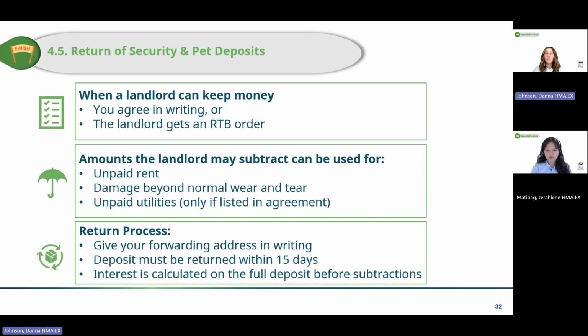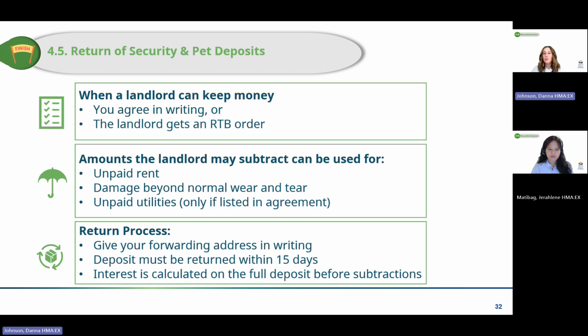Your landlord can only keep money from your deposits in very limited situations. They can deduct money for unpaid rent, damage beyond normal wear and tear, or unpaid utilities, but only if they're listed in your agreement. To start the process of getting your deposit back, you need to give your landlord your forwarding address in writing. Once they have that, they have 15 days to either return your deposit or apply to the RTB for permission to keep some or all of it.